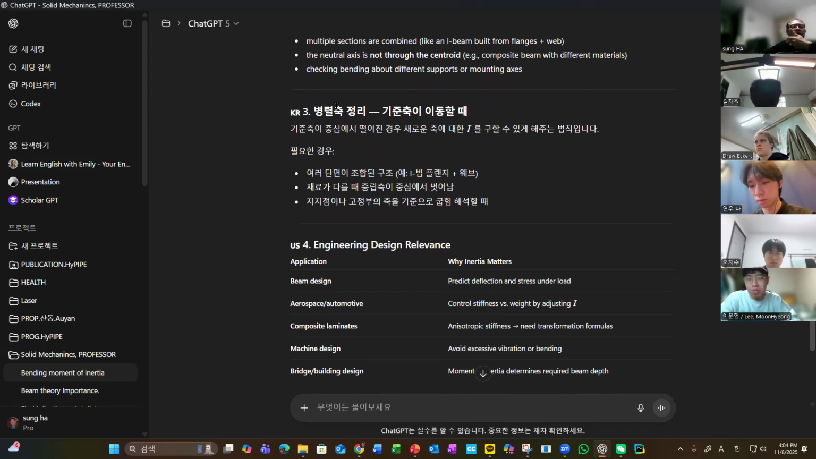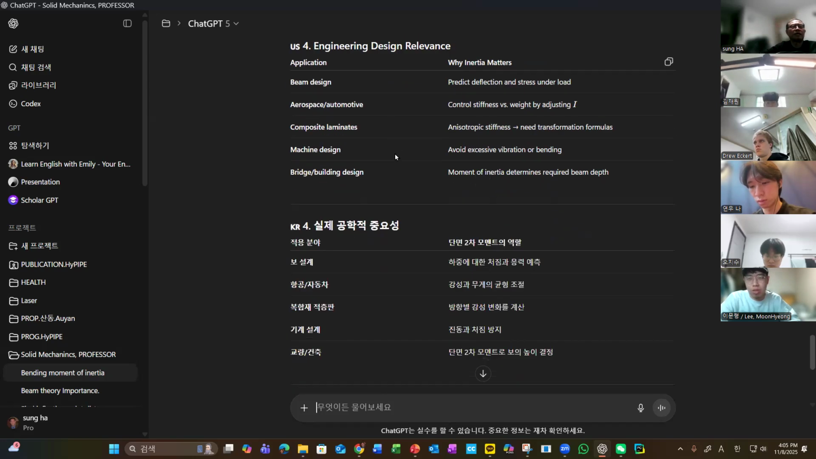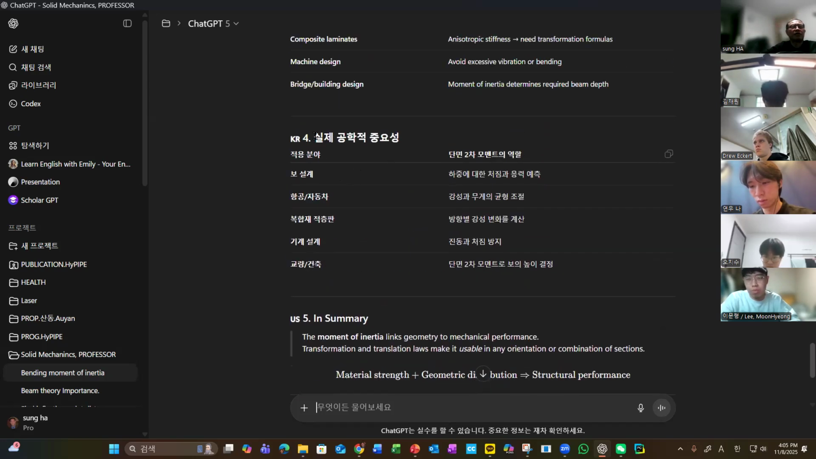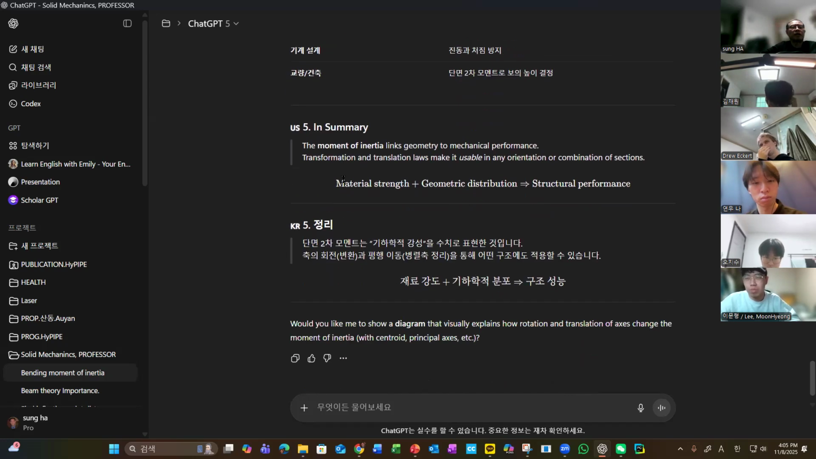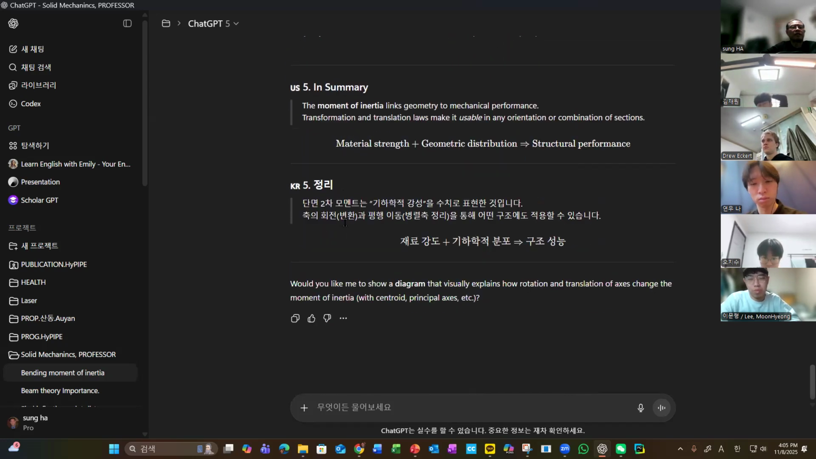Well, they suddenly changed to Korean, but the parallel axis theorem means that once we have a moment of inertia with respect to one coordinate system, we can have the other one easily. So as you can see, practical engineering cases, beam design, aerospace, automobile, and composites, everywhere. This is the one we need to understand.